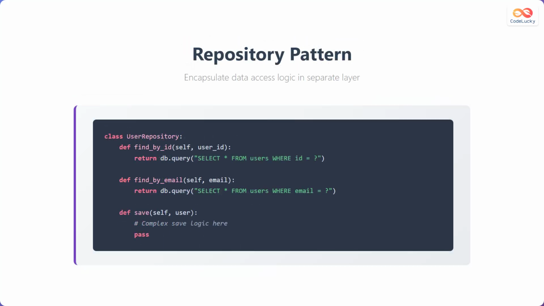Repository pattern suggests encapsulating data access logic in a separate layer. Let's define a class user repository. The findById method queries the database to find a user by their ID. Similarly, findByEmail retrieves a user by their email. The save method contains the complex logic for saving a user, abstracting the database operations from the rest of the application.